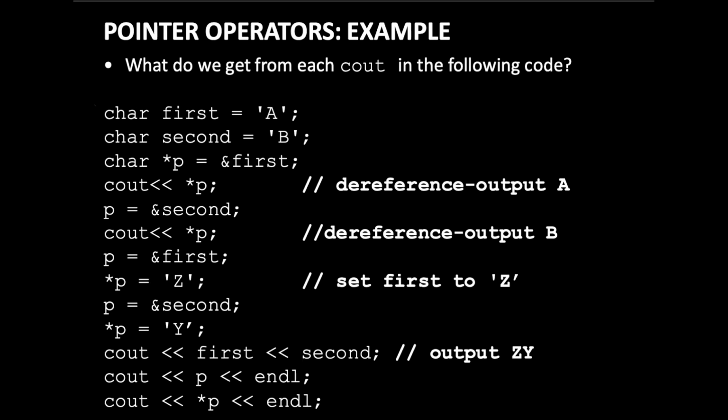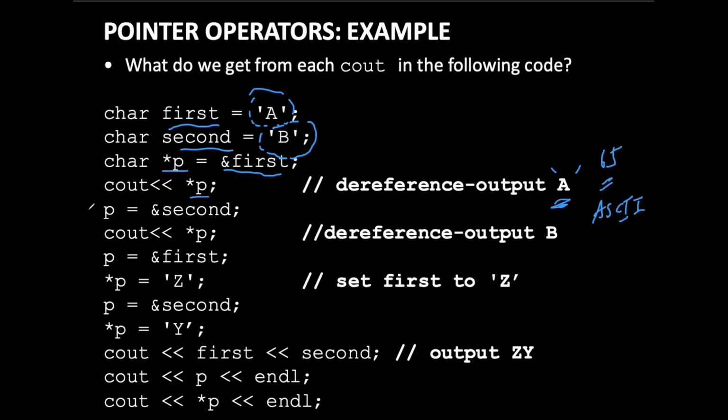Here we have chars instead of integers. We have first and second chars, and then the third variable, char pointer P, which points to the address of first. First has a value of A, second has a value of B. So when we dereference P, we're getting back the value A right here. So this is the reason why we see A. This is character A, which has an integer value of 65 in the ASCII chart.